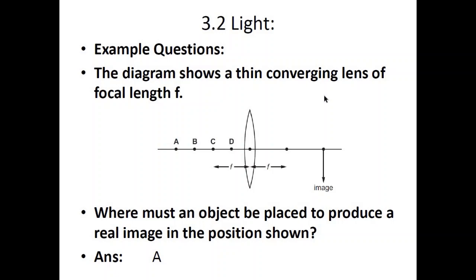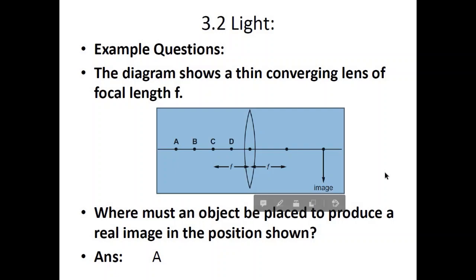Example question: the diagram shows a thin converging lens of focal length f. Where must an object be placed to produce a real image in the position shown? This is the position of the image. Now let's find out.